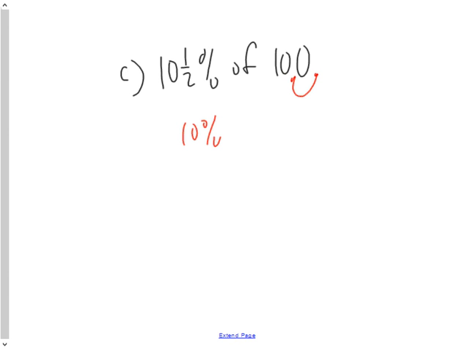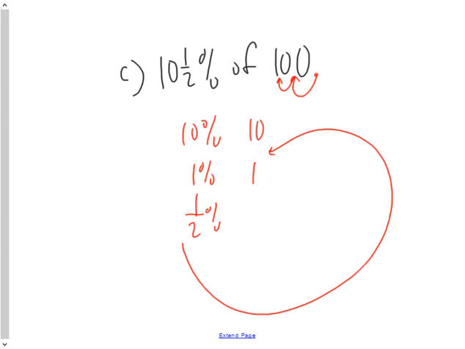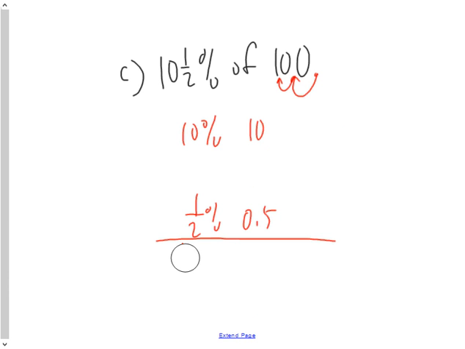Question C, the last one in our mental math, says 10.5% of 100. So our first step is to find out 10%. Move the decimal one spot for 10% to get 10. 1% is move it two spots to get 1. And 0.5% would be half of, obviously, 1%, which would be 0.5. So the two I need to combine are simply 10% plus that 0.5%, which would mean 10.5% of 100 is 10.5.